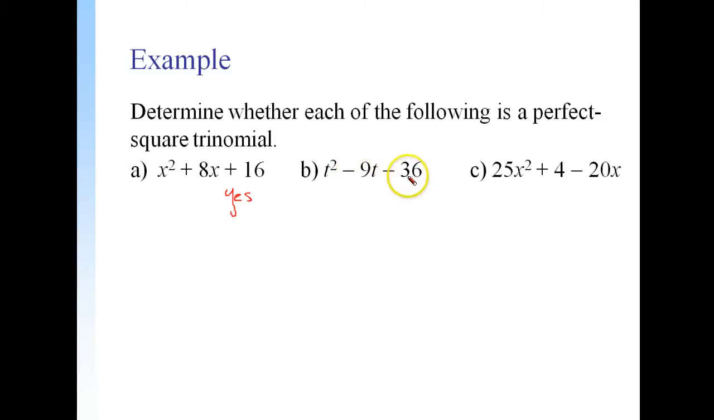What's the square root of 36? 6. Double it. 12. That's not what's here. So this is not a perfect square trinomial. Now for this one, you have to be careful. Is it in standard form? And the answer is no. So remember, when we go to factor, we want to put something in standard form.